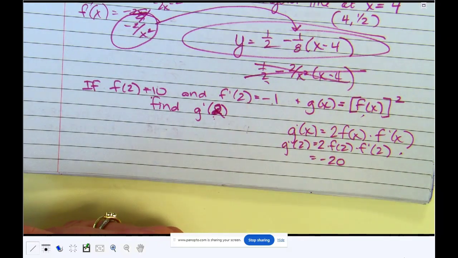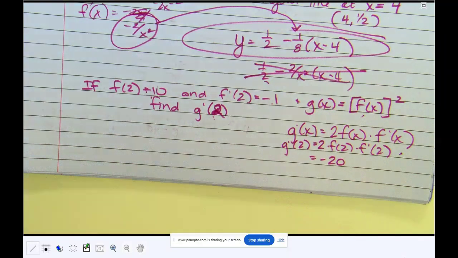Chain rule. That's what that is. f of x is kind of like y, so we have to throw y prime in there. Yeah, exactly. I like these jumps. This makes sense to me.